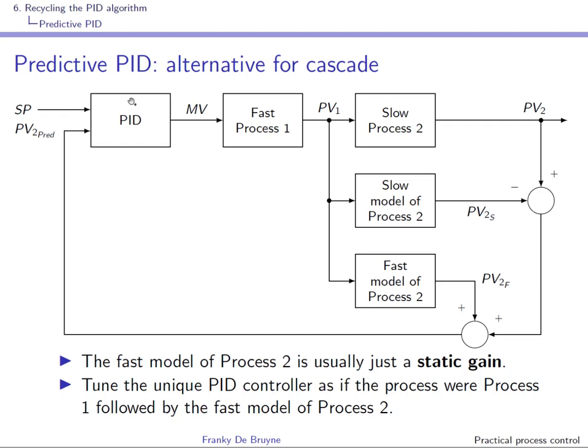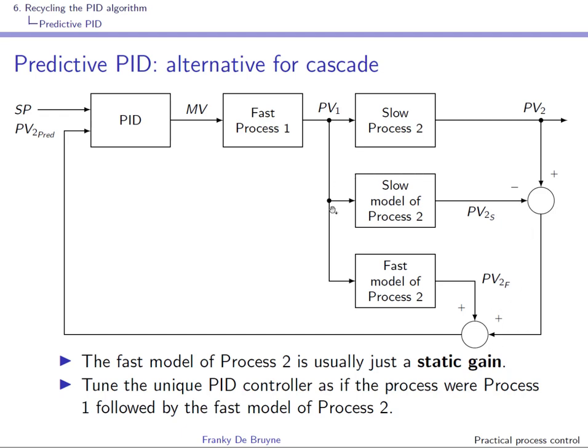So the advantage with this predictive PID is that we only have one controller. The question is now, if we have a load disturbance, will we be able to reject it as fast as with a cascade? And the answer is yes, because we're going to see it in PV1. And since this is a fast model of the process, we're going to see it very fast in PV2 as well, especially if this is simply a gain. So again, we'll be able to reject the load disturbance in a rapid way.